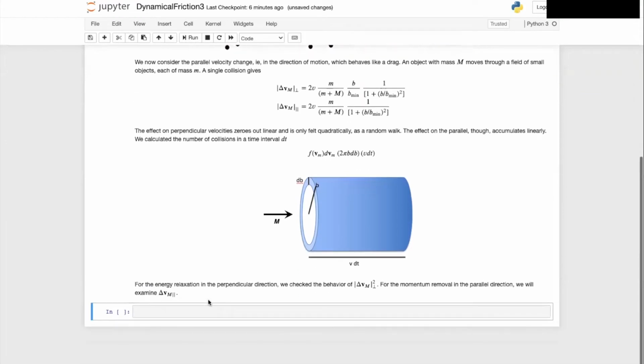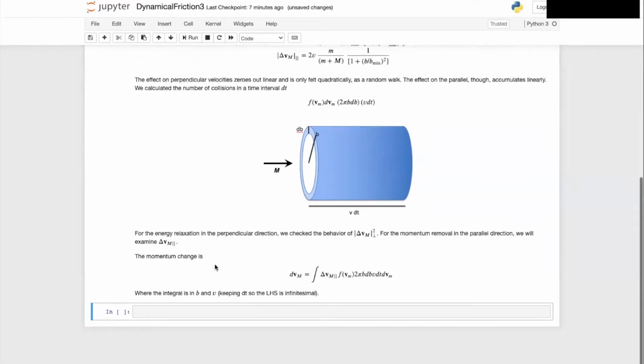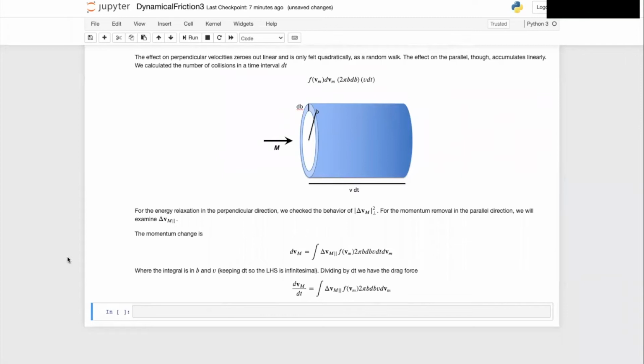Now for the energy relaxation in the perpendicular direction, we checked the behavior of the modulus of Δv perpendicular squared. But for the momentum removal in the parallel direction, we're going to examine Δv vectorial in the parallel direction. So the momentum change is going to be given by this distribution multiplied by Δv parallel and integrated. The integral here is done in b and v, but is keeping dt so that the left-hand side is infinitesimal. So if we divide that by dt, we will have the drag force, which is then given by this expression.